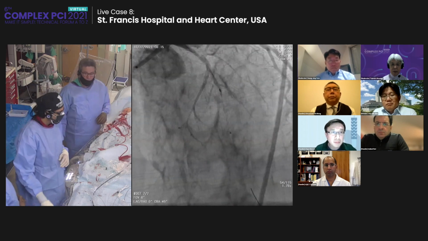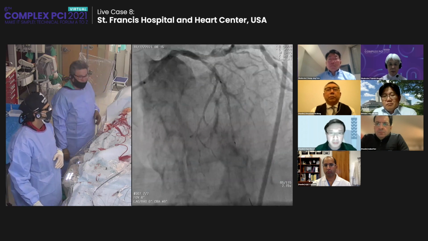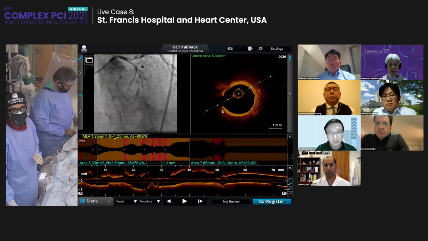We did switch to a wiggle wire to help us get the OCT across, and that's very useful in these calcified lesions. Okay, can you swap to the OCT, please?